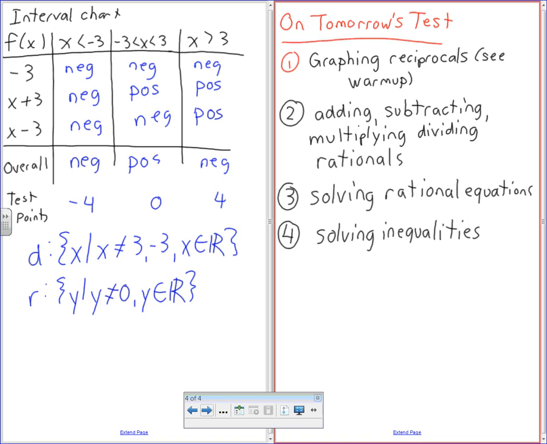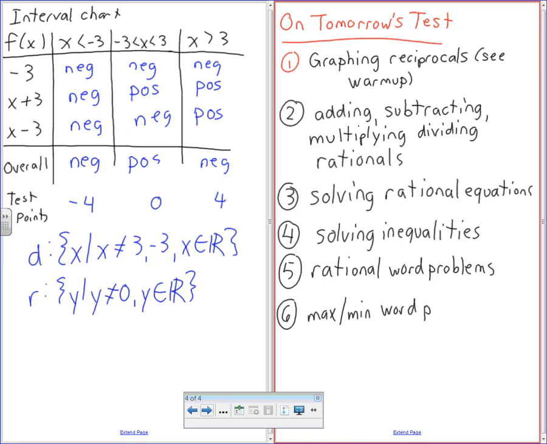I feel like I'm missing something. Word problems all that's left, right? Isn't it? Rational word problems and max-min word problems. I think that's it. Yeah, that's the max-min word problems. And that's x equals negative b over 2a. And then f of x, y equals.